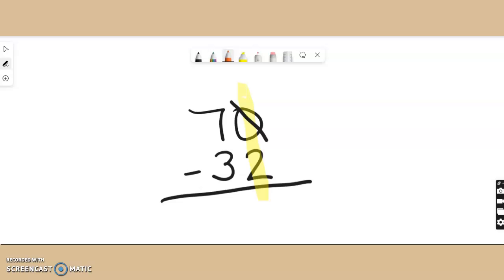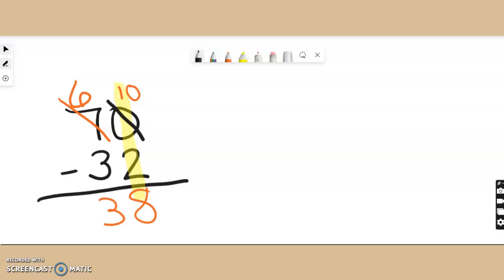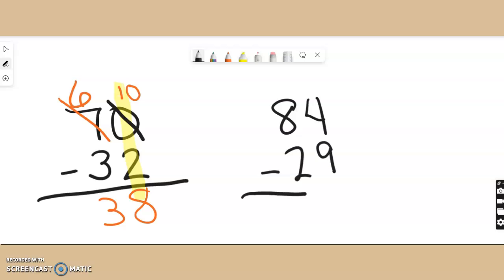And I go and I borrow from the 7 and it becomes a 6 and I put the 1 that I took away from the 6 that made it 7 next to the 0 and it becomes 10. 10 minus 2 is 8. 6 minus 3 is 3. Okay. Then we have 84 minus 29.